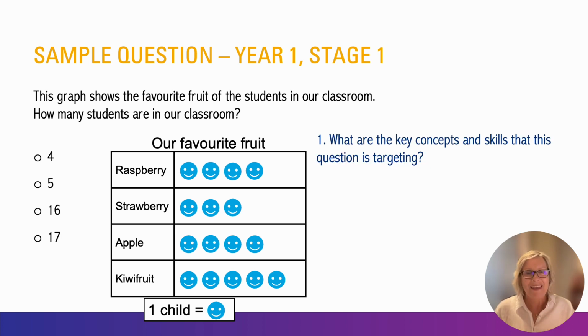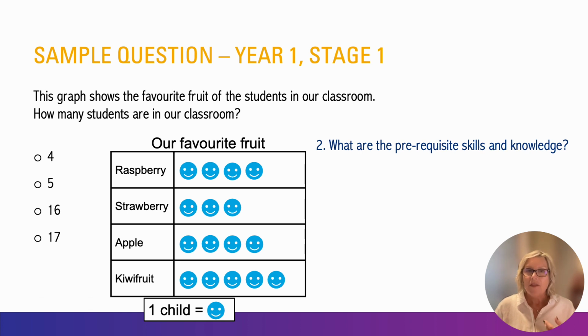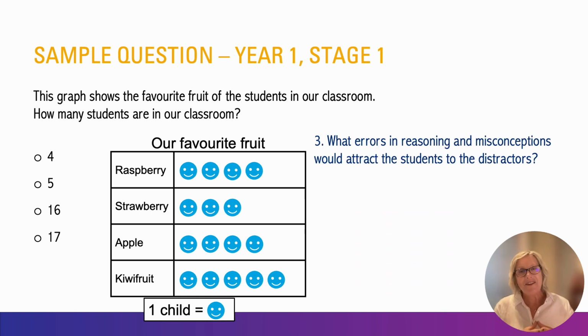Welcome back. Now, the key concepts and skills that this question targets are counting collections and interpreting picture graphs. The prerequisite skills and knowledge include one-to-one correspondence and collecting and organising the data. So let's consider each distractor in this question and apply Newman's analysis.